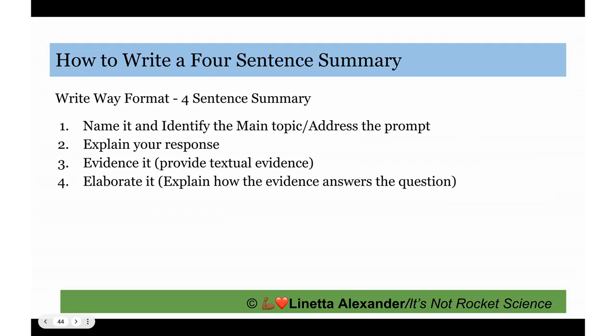Okay, so now we want to try this again. Remember, four-sentence summary: you want to name it and identify the main topic, or address the prompt if you're given one. Explain your response, provide evidence, elaborate. Name it, explain it, evidence it, elaborate it.